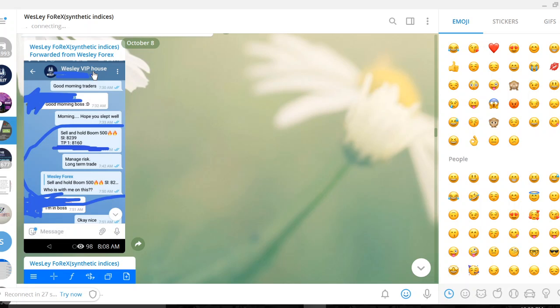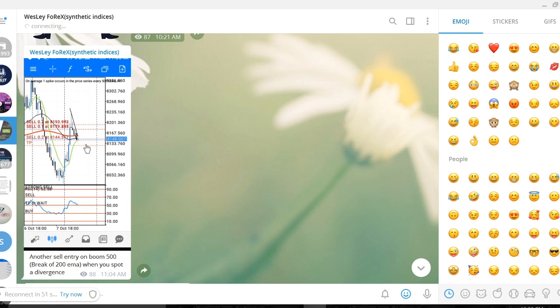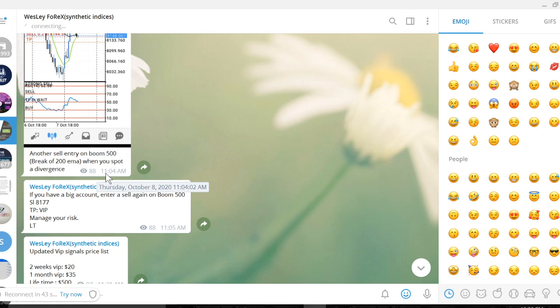This is an update on the 500 I actually sent on my VIP and also on the free group, guys. So let's see how far it goes. See, right from this time, we have been holding this trade for about 3 hours, 3 hours in profit. Another sell entry on 500. I also told them to add a position, and this signal actually was based on divergence. I told them another sell entry on 500 before the 200 EMA when it spots the divergence. I told them if you have a big account, enter a sell again on 500. I gave them a stop loss, TP was in my VIP to manage risks, guys. So you can see the profit, 0.20 giving us $12 profit.